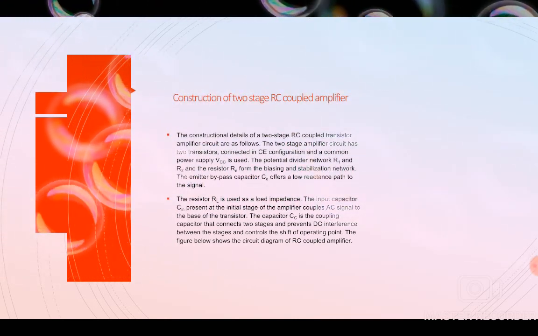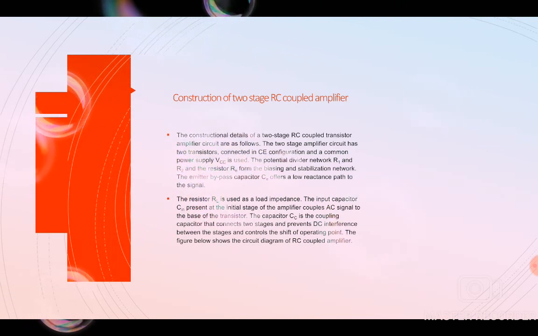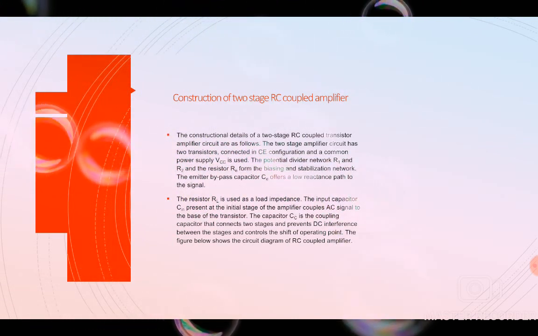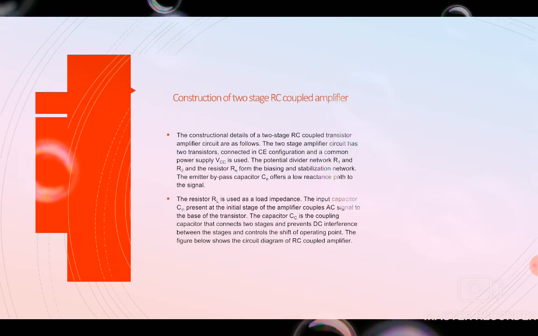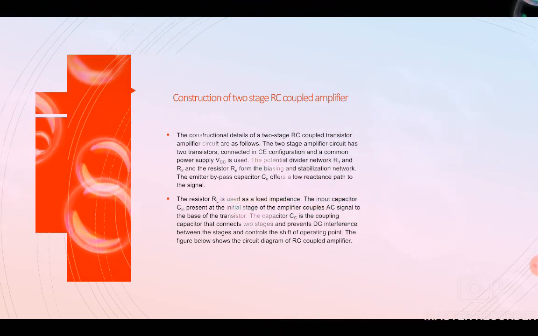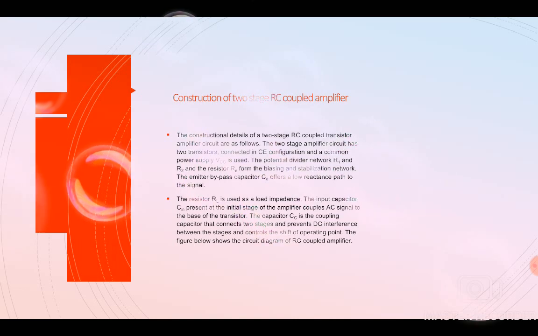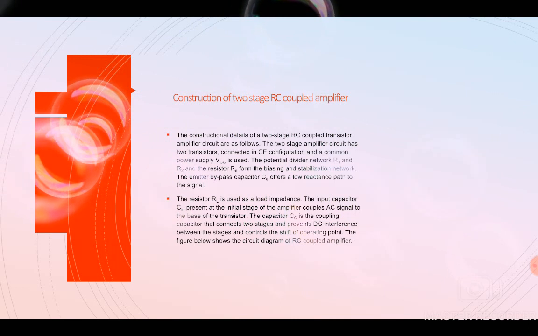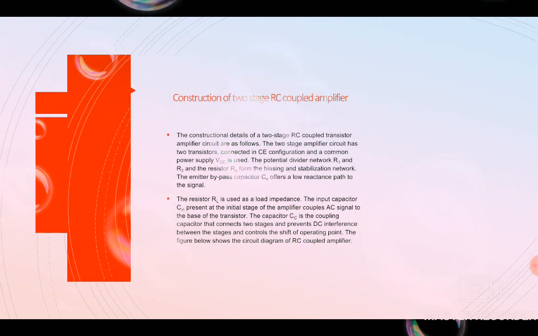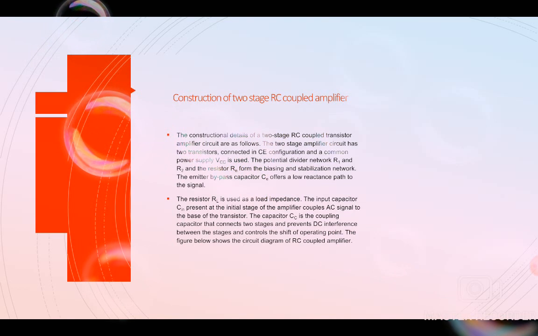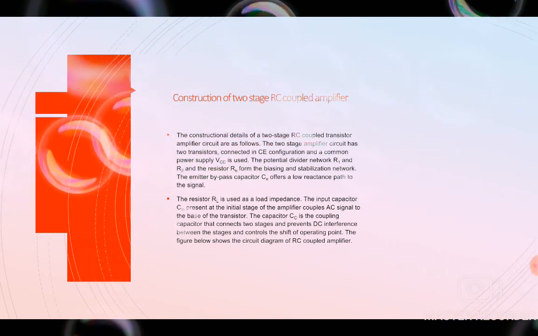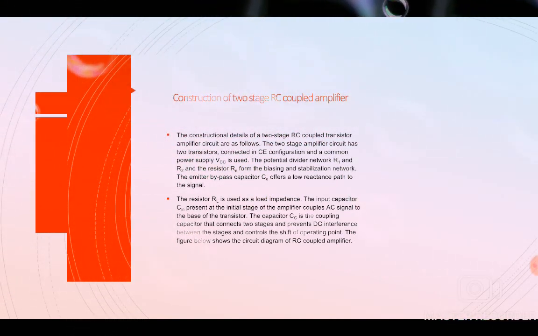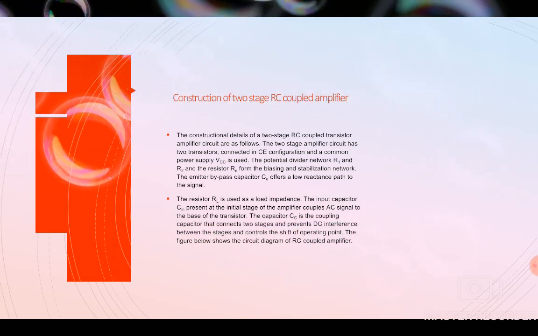Construction of two-stage RC coupled amplifier. The two-stage amplifier has two transistors connected in CE configuration and the common power supply VCC is used. The potential divider network R1 and R2 and the resistor RE form a biasing and stabilization network. The emitter bypass capacitor CE offers a low reactance path to the signal. The resistor RL is used as a load impedance.